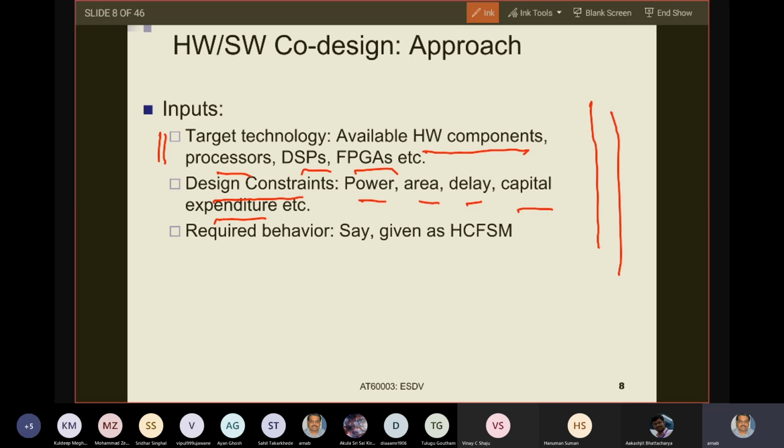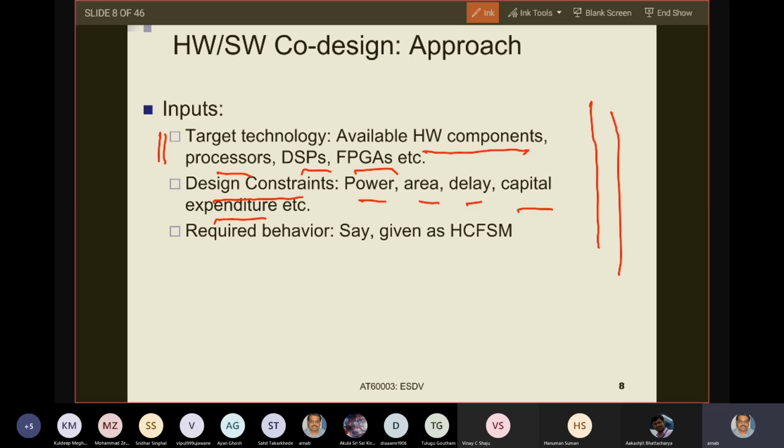Otherwise you go for software design, for which you will have multiple software tasks on the same processor running, and you can just replace one software by another. It's just getting a C program, compiling and executing. This is what is software. So it is much less costly compared to hardware design.